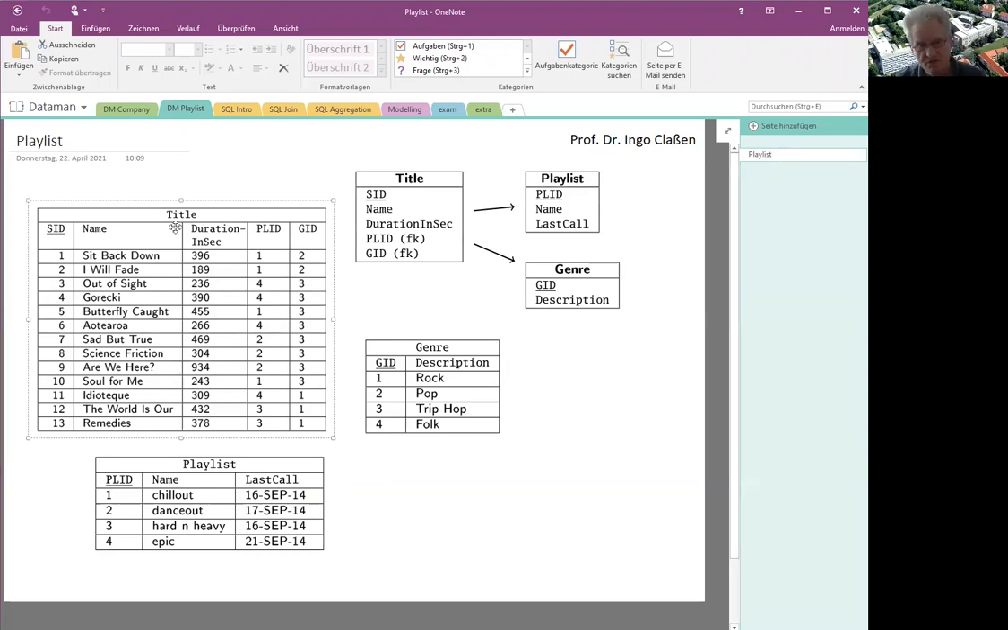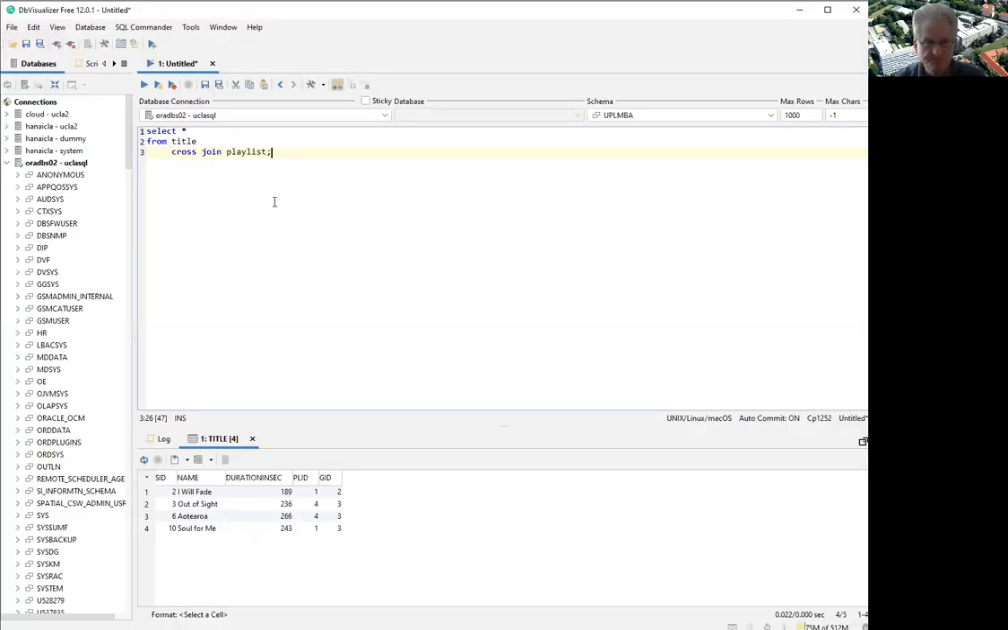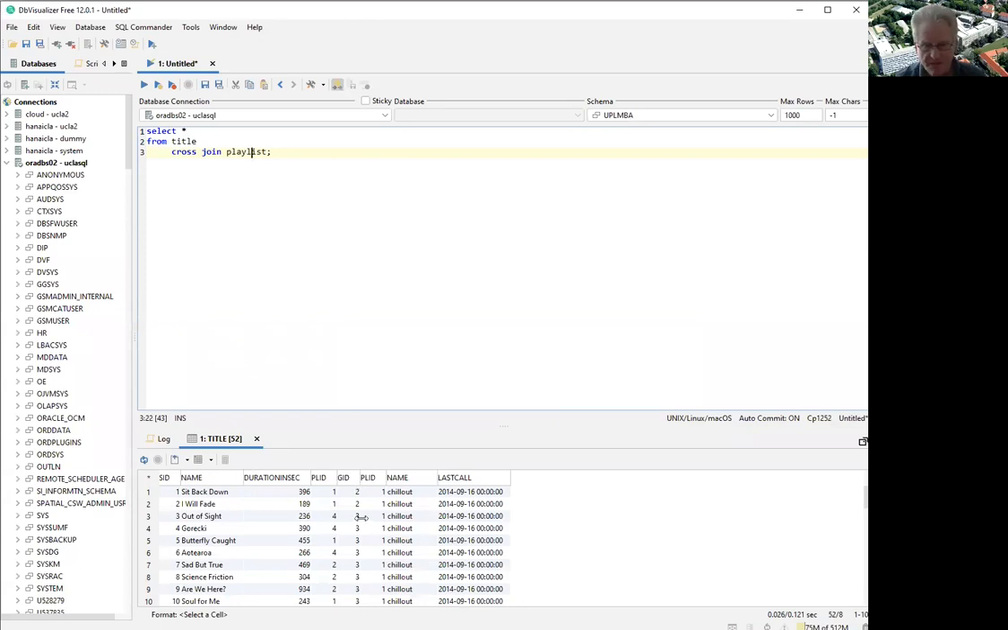So if I take the cross join of the contents of this table with the contents of that table, how many records do you think? 52. Yes, 52 records. 13 times 4. These are the combinations. And let's do it. You see here number 52. That's the number of records that are in the output here.